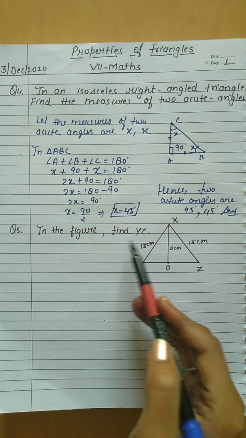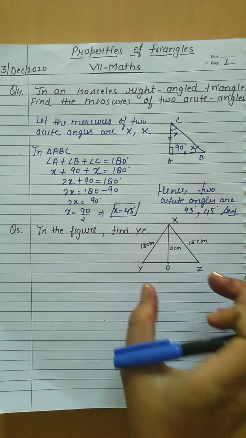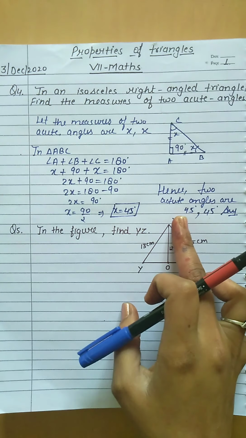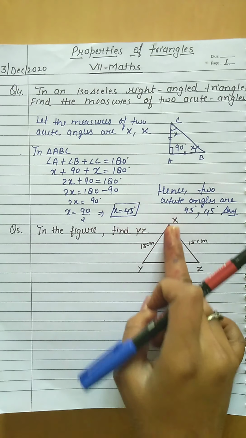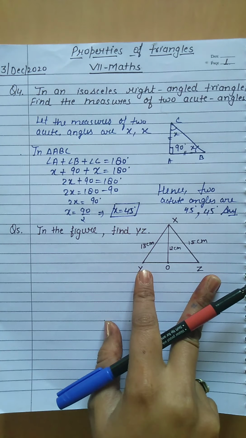In the figure, find YZ. Okay, so that means in the figure given, you have to find YZ. Okay students, so this is a triangle XYZ. So you have XY given, XZ given, and you have to find YZ.